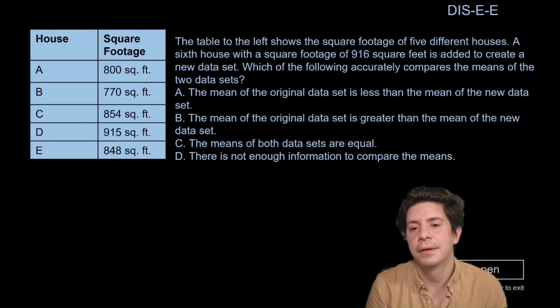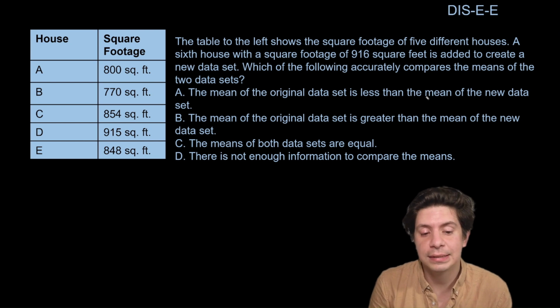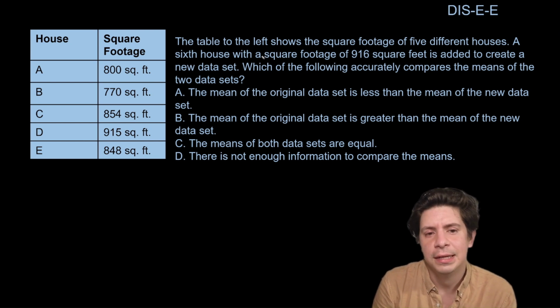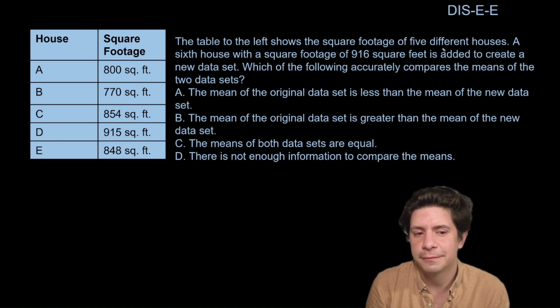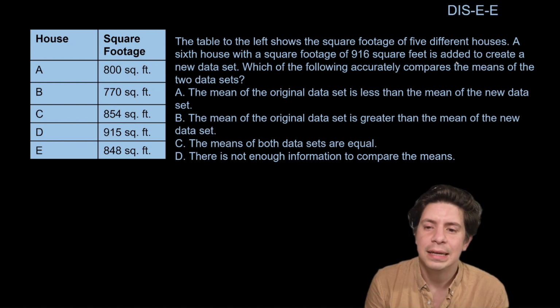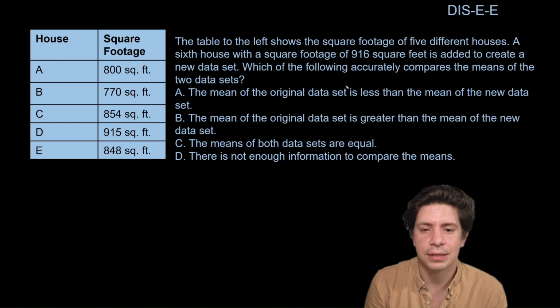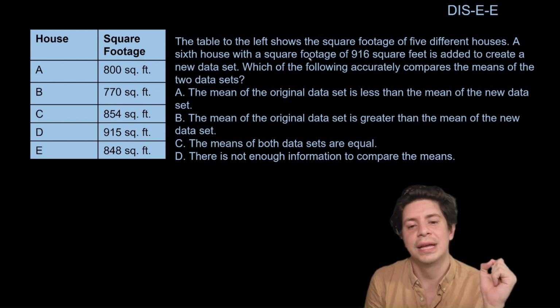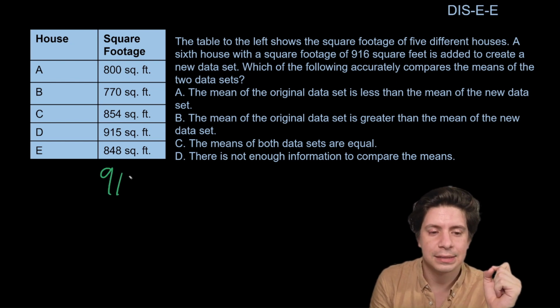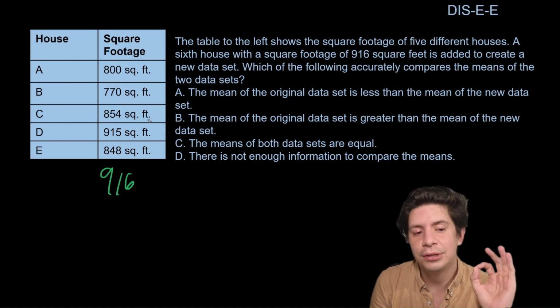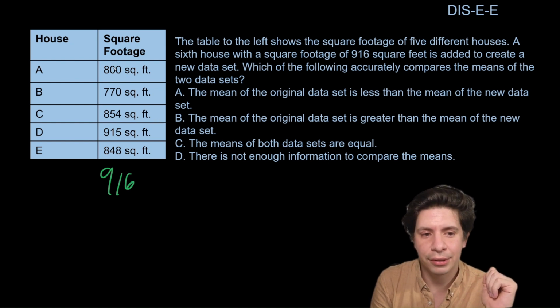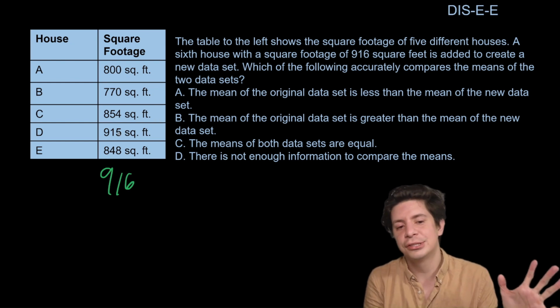Okay, and now we have category E, which is about reading a table to get spread data. The table to the left shows the square footage of 5 different houses. A 6th house with a square footage of 916 square feet is added to create a new data set. Which of the following accurately compares the means of the two data sets? So what I don't want you to do is to add it in, the 916, and then calculate. What you need to think about is how 916 is bigger than any of these numbers. So things are going to be shifting up.